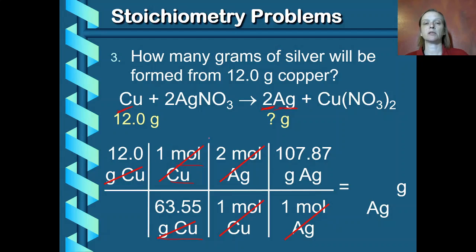12 times 1 times 2 times 107.87 divided by 63.55, also divided by 1 and also divided by 1. Be sure you're practicing putting these in on your calculator because students sometimes set up the problems correctly but don't do the math correctly. So make sure you're comfortable with what's getting multiplied and what's getting divided. The final answer is 40.7 grams of silver.